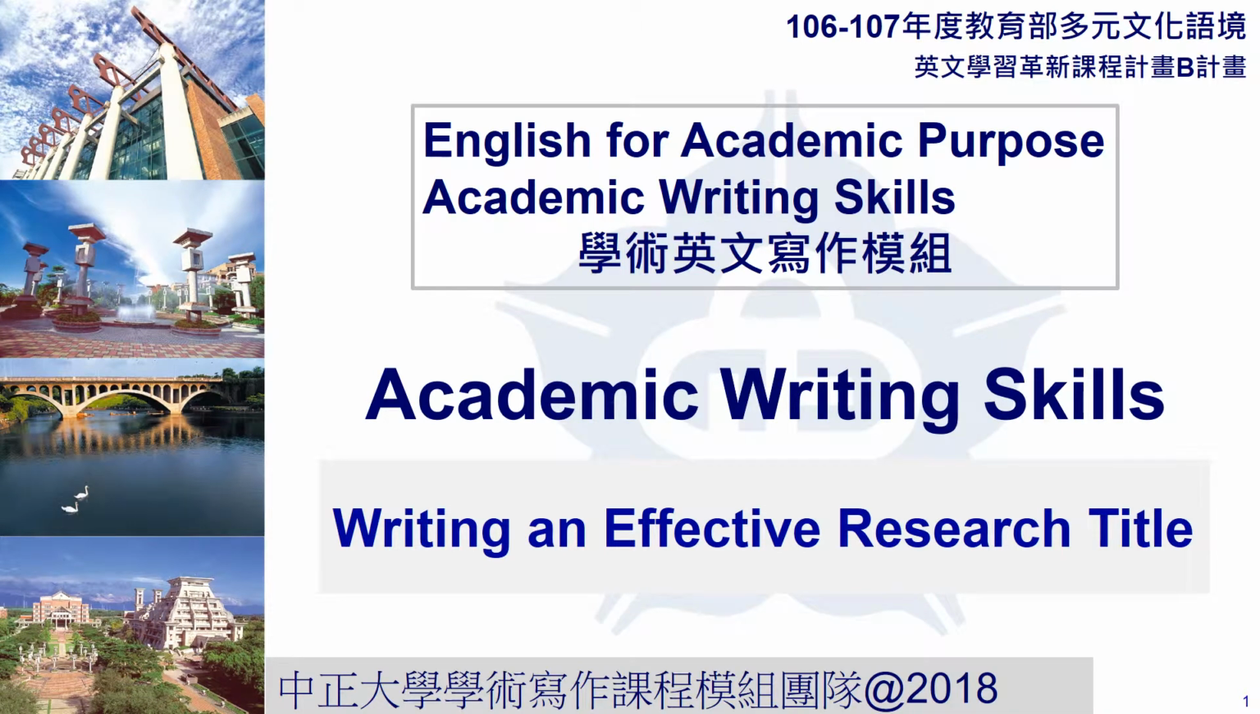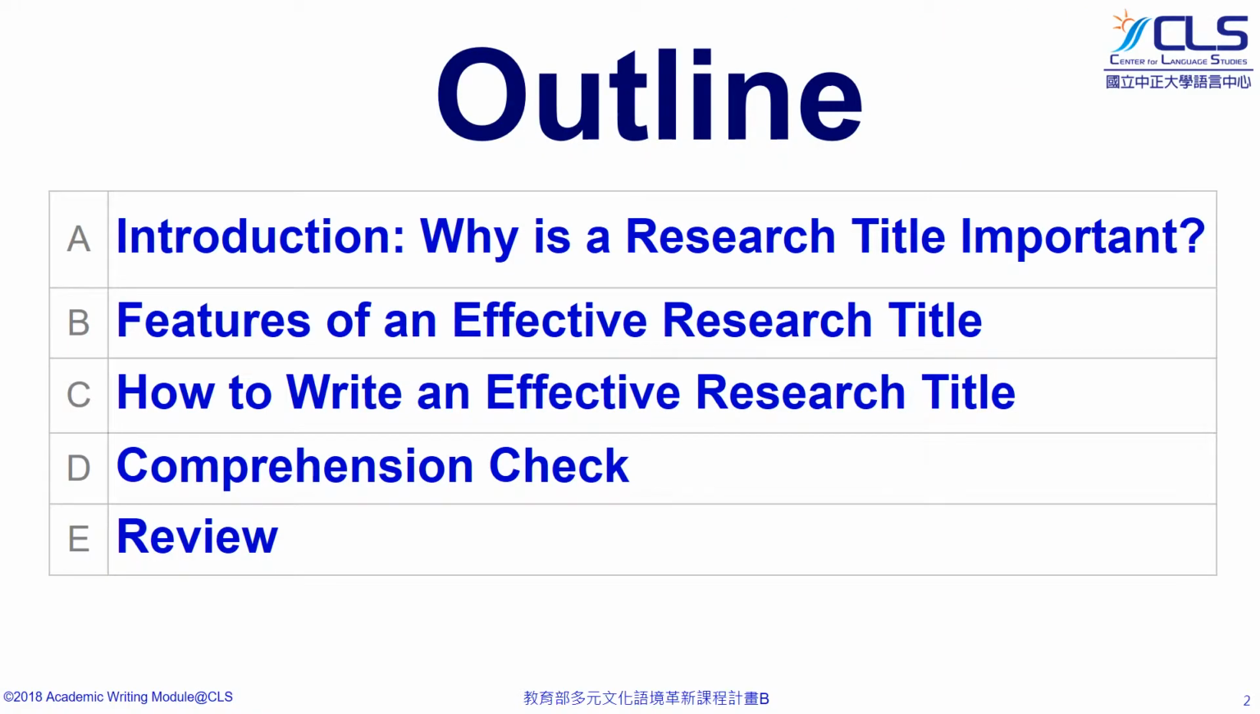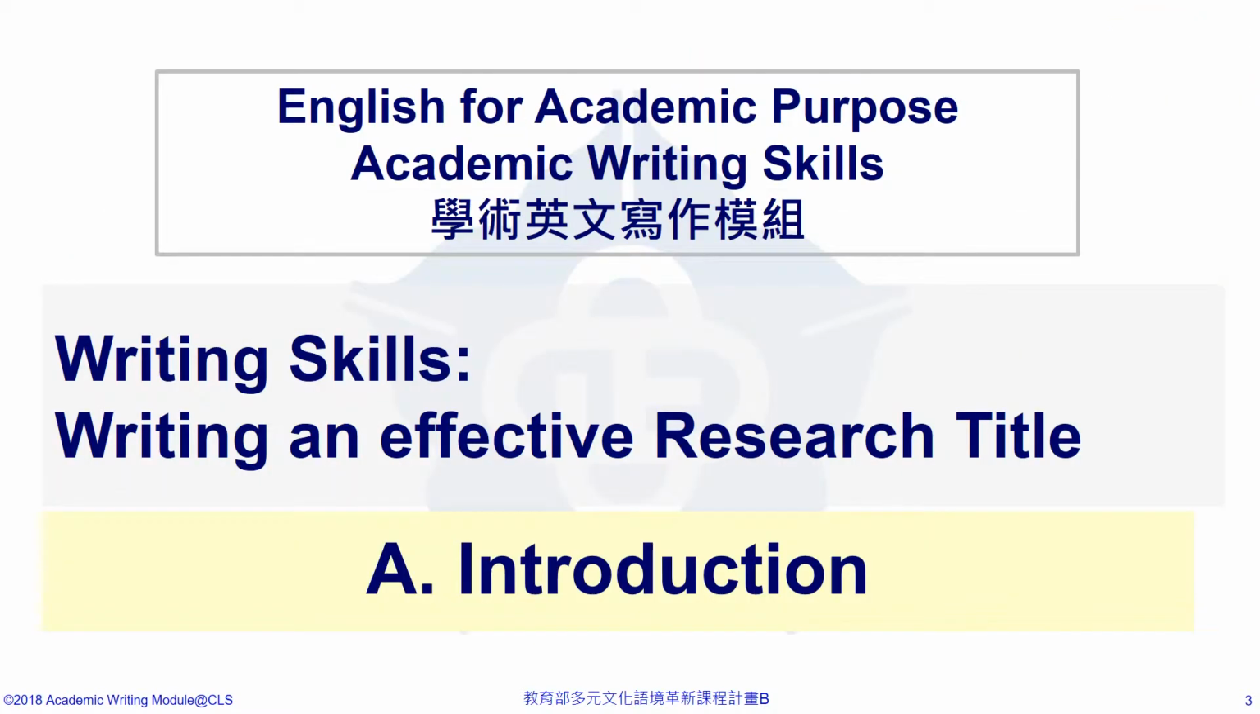This lesson on academic writing skills is about writing an effective research title. We begin with the introduction to learn why research titles matter. Then we move on to introduce the features of an effective research title and how to write an effective research title. Finally, we'll have a comprehension check to help review what we have learned. First, let's start with the introduction.